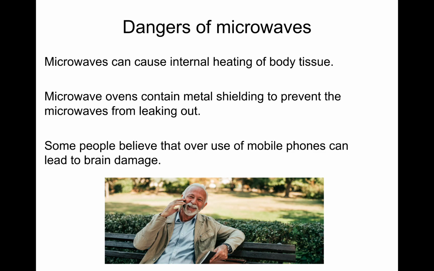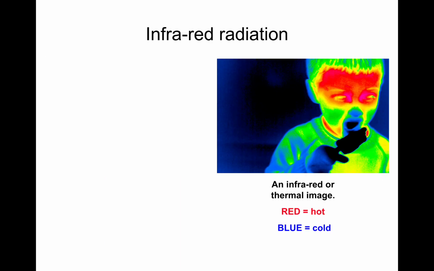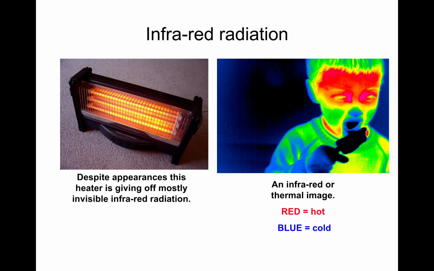Okay, let's move on to infrared radiation. So here's an infrared image, or thermal image. Red is warmer and blue would be a colder region. And here's a heater that gives off infrared radiation. So despite appearances, this heater is giving off mostly invisible infrared radiation. You can't see infrared radiation with the human eye.